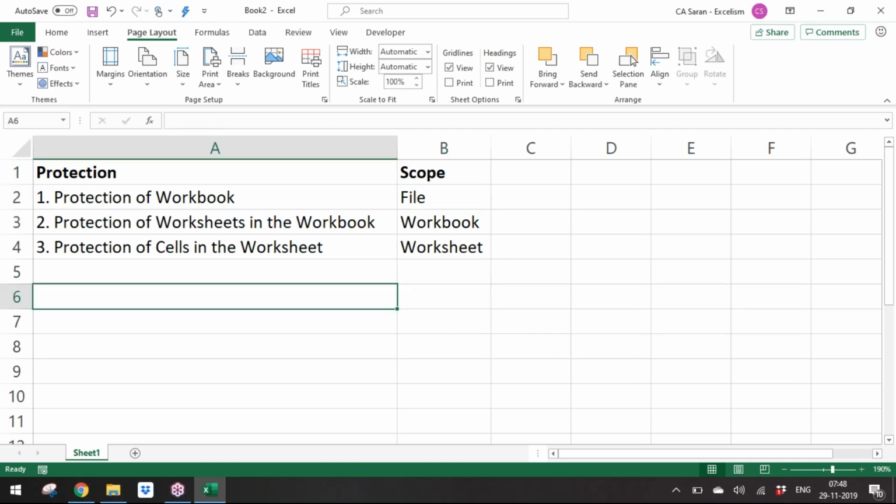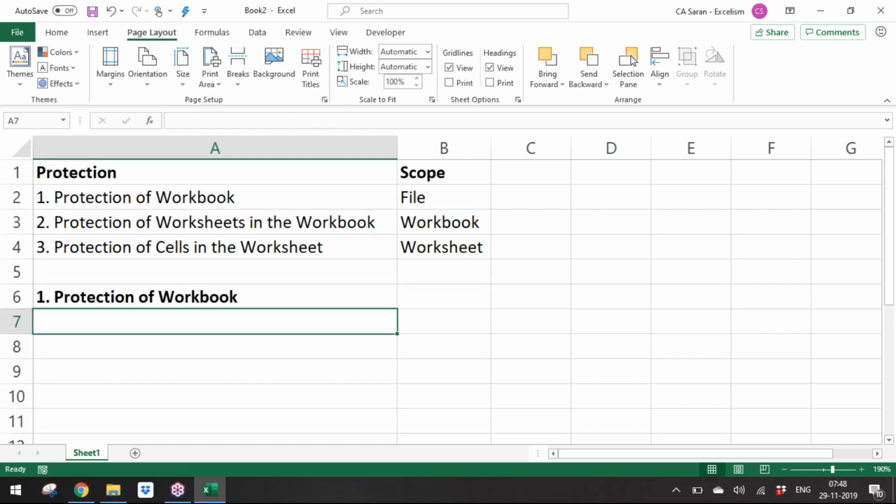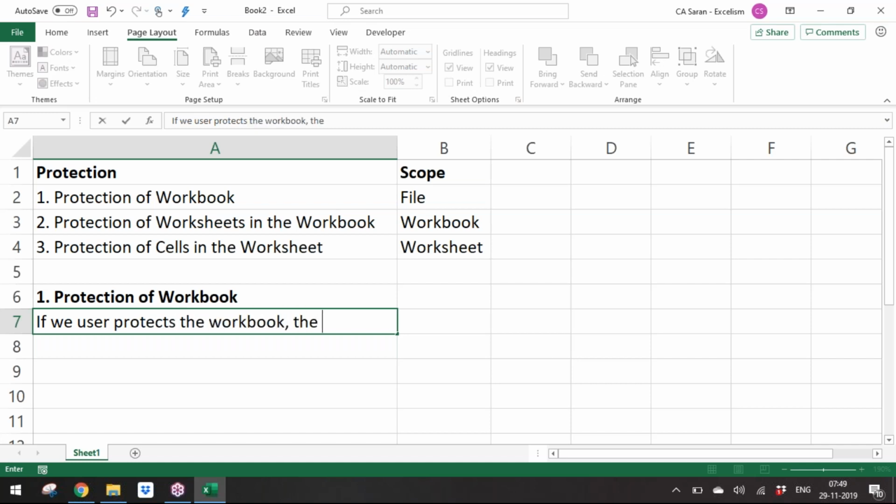Now, let's try to look into one after the other. Protection of workbook. What's the meaning of it? If the user protects the workbook, no other user can open the same until they provide the correct password.